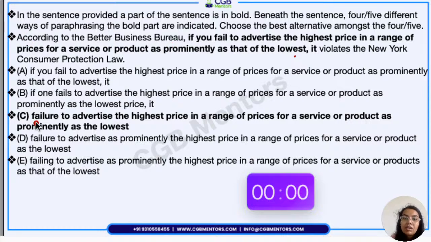According to BBB, failure to what? To advertise the highest price in what range of prices for what a service or product as prominently as the lowest. Failure violates the consumer protection law. सिंपल है, फेलियर किसका, क्यों, कब, कहाँ, उसको थोड़ा एक्सप्लेन करा है, बट दिस इज हाउ वी डू इट. इफ को अगर आपको यूज करना है, if you fail to advertise the highest price in a range of prices for a service or product as prominently as that of the lowest it.